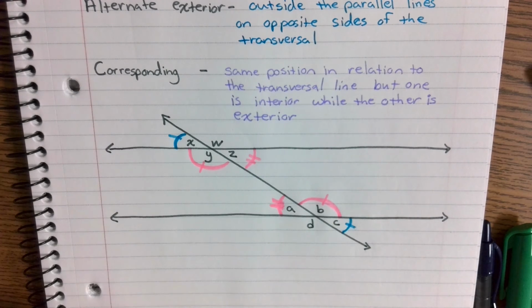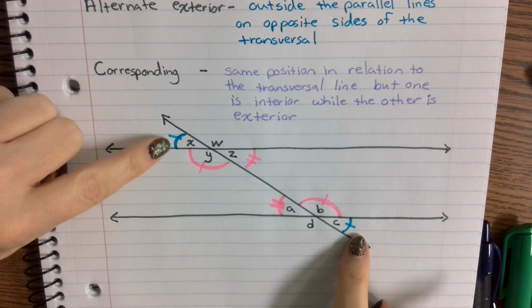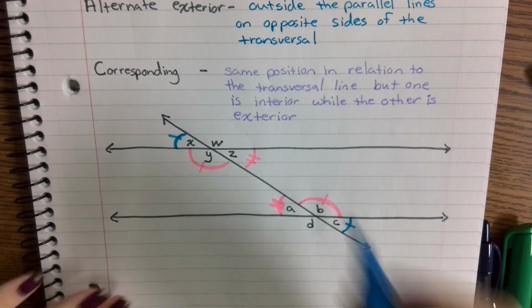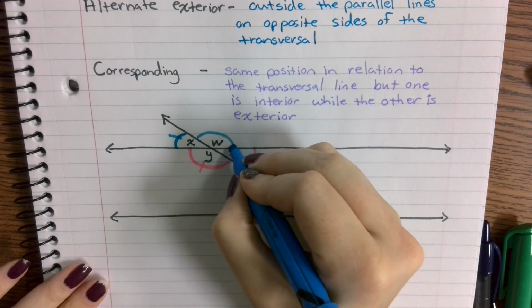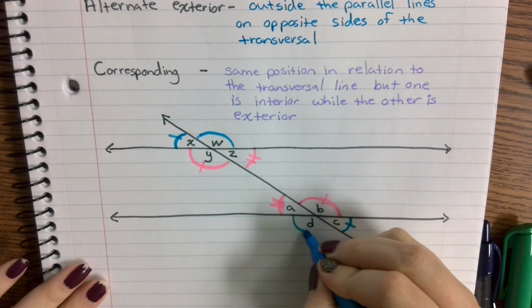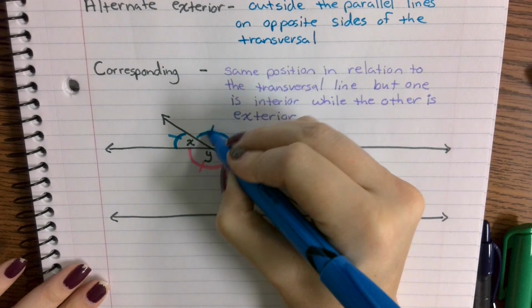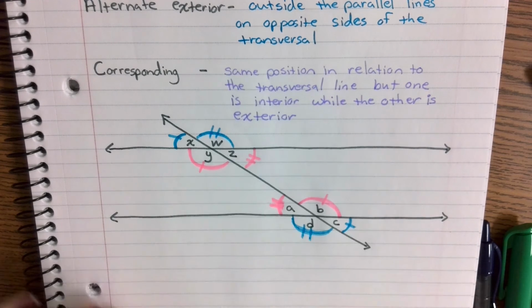So I'm going to put a single line in there in blue, so I know that these blue singles relate to each other. And then I've got W relates to D. I'm going to put double lines. W relates to D. They are also alternate exterior angles.